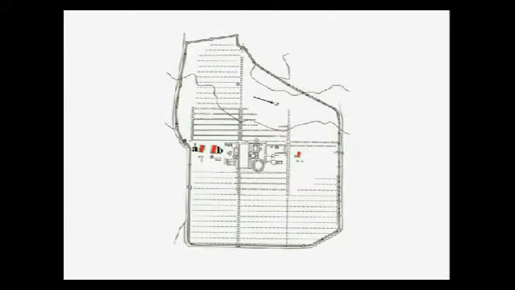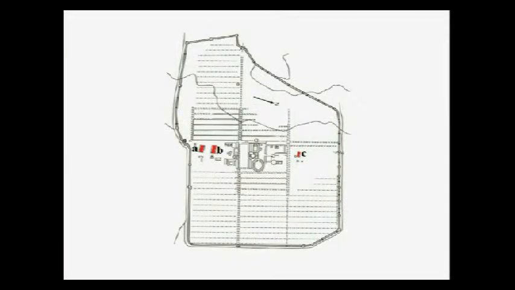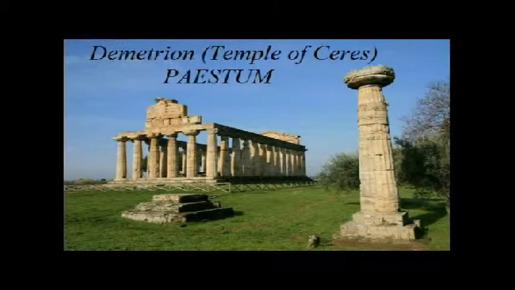B was a hexastyle Poseidon temple, dedicated to the patron god of the city. Remember, the original Greek city was named Poseidonia after the Greek sea god. The temple remained unchanged except that it became sacred to the Roman sea god Neptune. C was a hexastyle Demetrion, a temple to the Greek corn goddess Demeter. Like the temple of Neptune, the Romans simply turned it into a temple to their own equivalent goddess, Ceres.